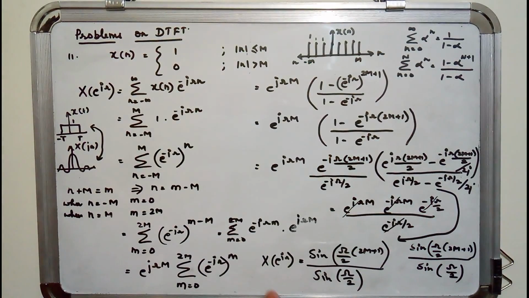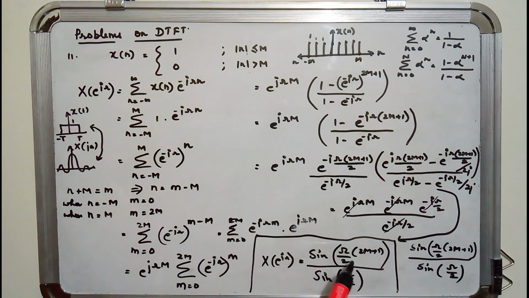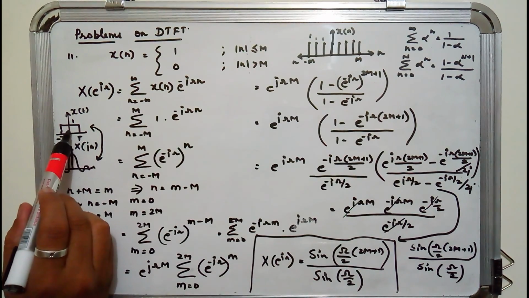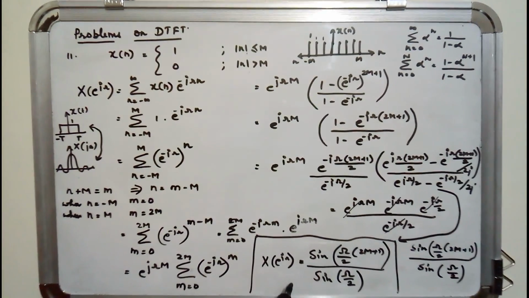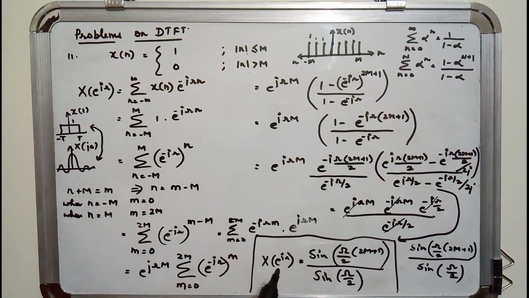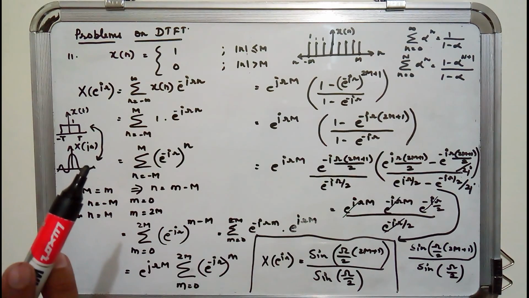So I have got the DTFT of which as sin(omega by 2 into 2M plus 1) divided by sin(omega by 2). It is a sinc pulse again. So remember this fact, that the Fourier transform of a rectangular pulse is a sinc pulse. This is also a rectangular pulse, and you have got a sinc pulse. And the inverse Fourier transform of a rectangular pulse is again a sinc pulse. This problem I have solved in the inverse Fourier transform of CTFT, so if you have any doubt, please look into it.